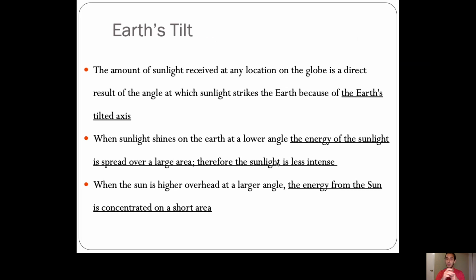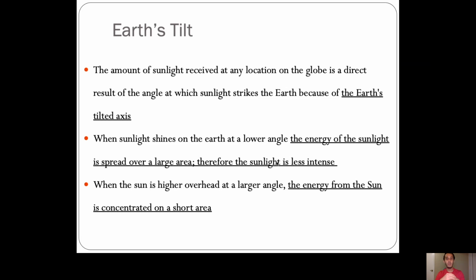So we're going to look at that in pictures here in a couple slides, but let's get these notes down first. Okay, the amount of sunlight received at any location on the globe is a direct result of the angle at which sunlight strikes the Earth because of Earth's tilted axis. So it's not about the distance from the sun, it's about what angle light from the sun is hitting Earth at. And the more direct that light is, the more direct the angle is, well then the greater the temperature, okay?